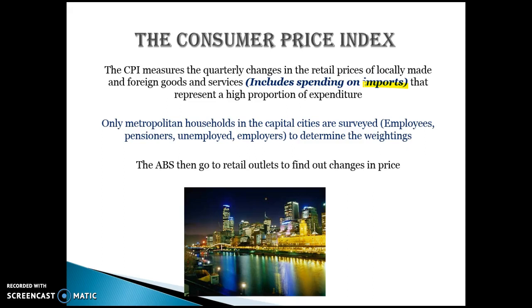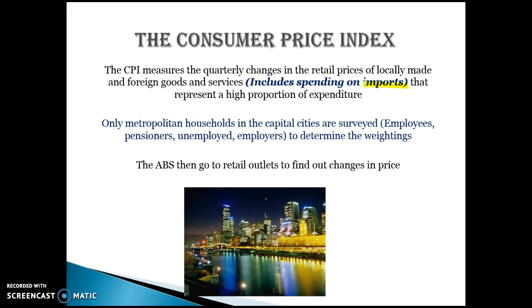Only metropolitan households in capital cities are surveyed to determine the weightings that we put into the CPI, and I'll talk about the weightings a little bit later. The ABS go to retail outlets every 3 months, so different stores, supermarkets, department stores, anywhere where you buy consumer goods and services, so car yards, to try and get an indication of the changes in a whole range of goods and services: bread, milk, service industries, cars, etc., etc.